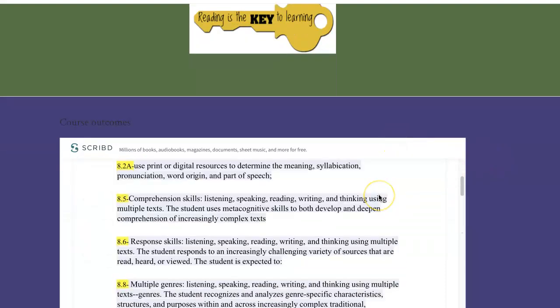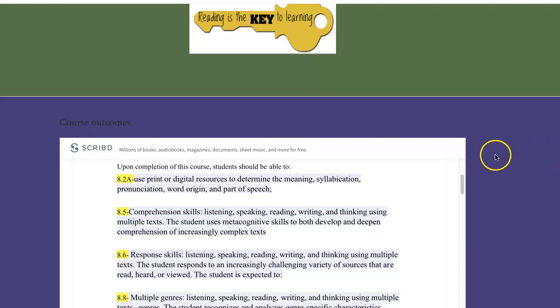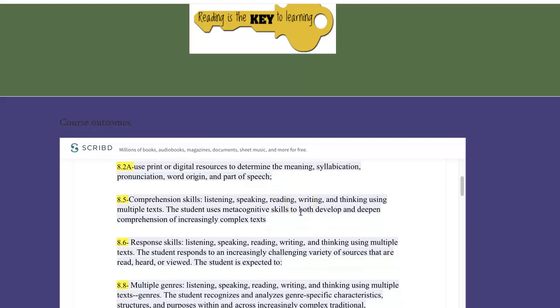Starting with my course outcomes, these were the TEKS that aligned with 8th grade that I felt were the most important for my learners to be able to master at the end of my course. So, being able to use digital resources to find word origins and define words.